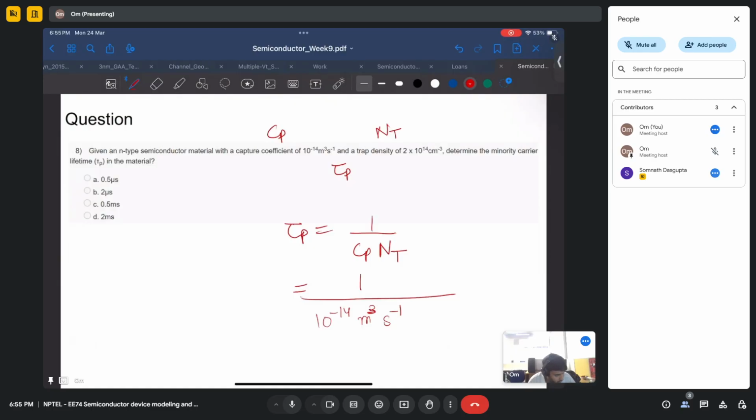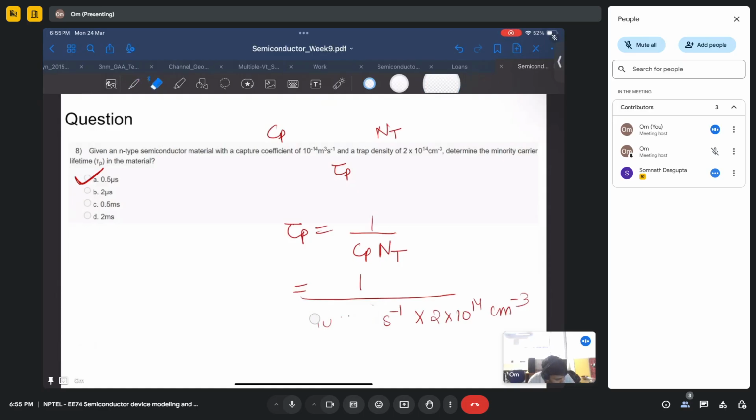1 by 20 watt. Okay, yeah, that's correct. So let me solve this. N times tau is 2 into 10 to the power 14 per centimeter cube. Now I would like to balance these units in centimeter and meter cube. So I'll convert this to centimeter cube.